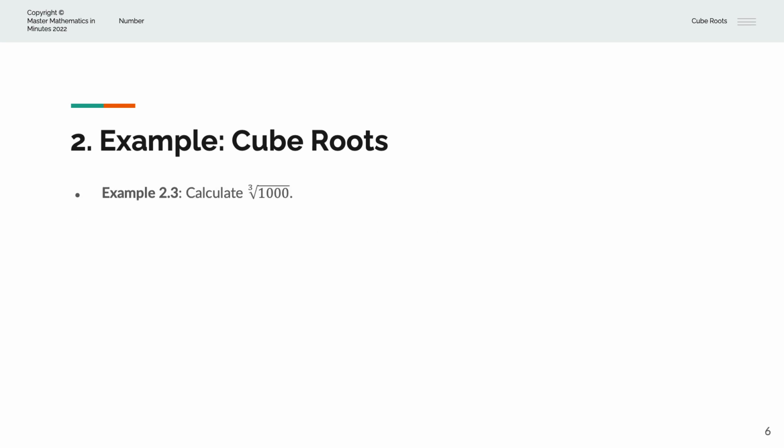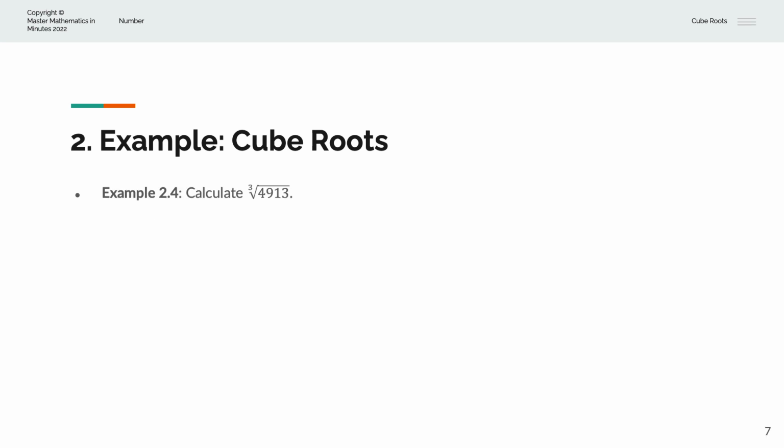In the third example, we're asked to calculate the cube root of 1000. So the cube root of 1000 is equal to the cube root of 10 cube. So we can rewrite 1000 as being 10 cube. And so the cube root and cube cancel out, and we have the number 10.